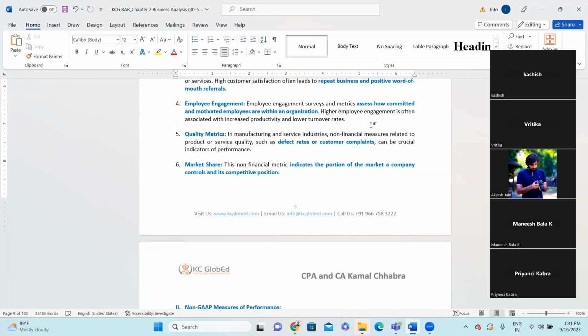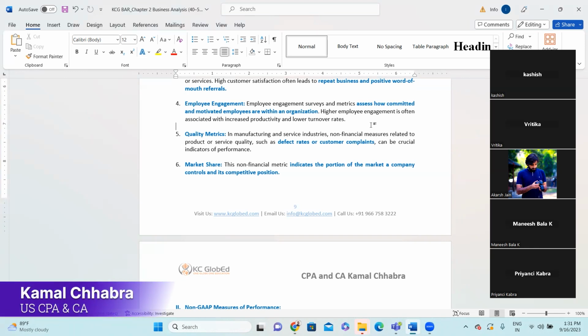Quality metrics, in the manufacturing and service industry, are non-financial measures related to product and service quality, such as defect rate, customer complaints, and warranty claims, which can be a crucial indicator of performance. For example, for any car manufacturing company, how many warranty claims are coming compared to the rest of the industry? If you are getting more than the industry, that means there is some problem in your product which you need to correct, right? Market share.